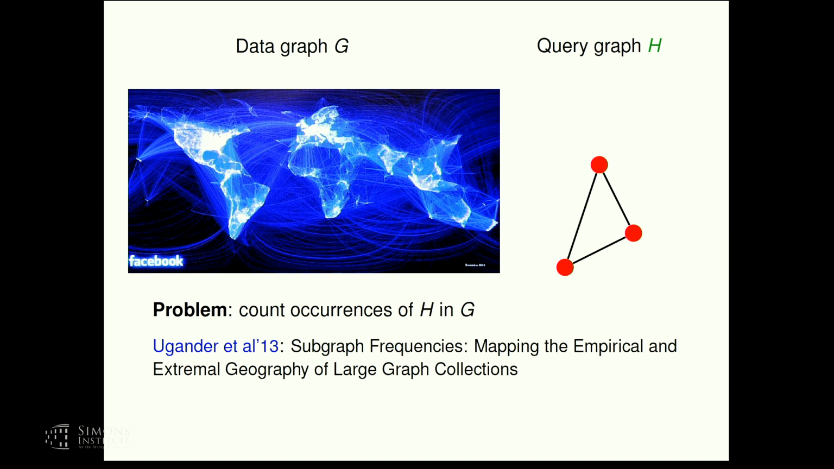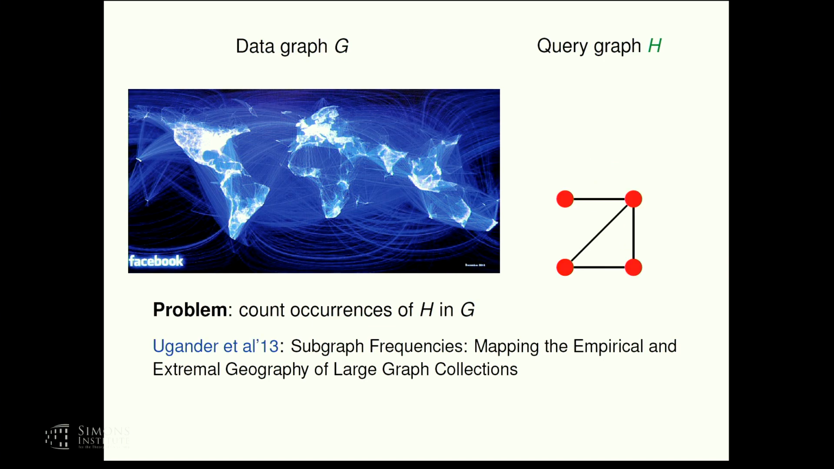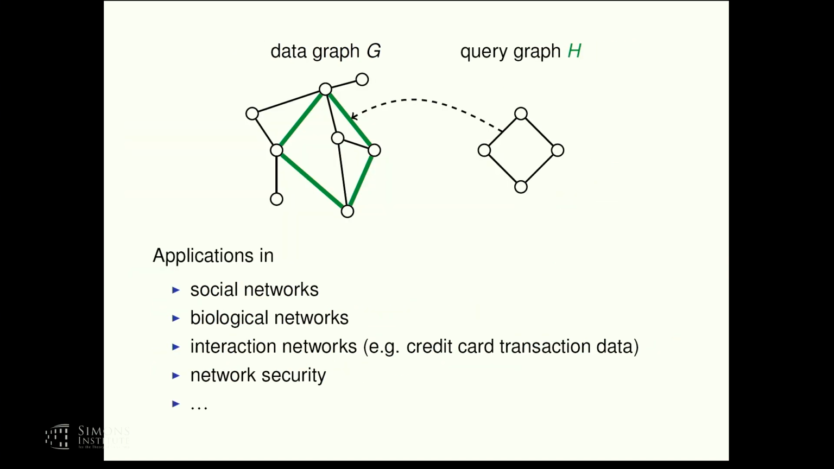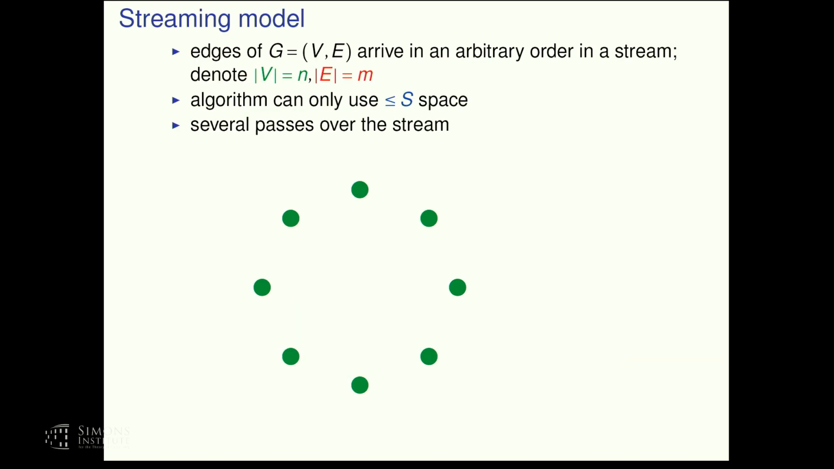Triangles are not the only graphs that we want to count in large data graphs. For instance, this very nice work of Ugander and others suggests subgraph frequencies for subgraphs of small size, about 4, as an important signature of a social network. Subgraph counting also has other applications, in social networks, biological networks, and other network analysis, and that's what we want to study.